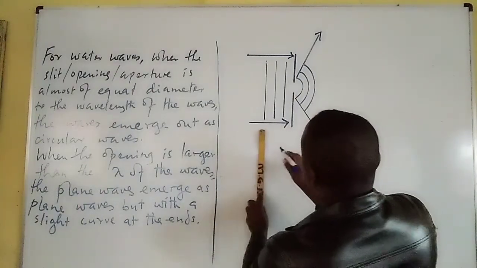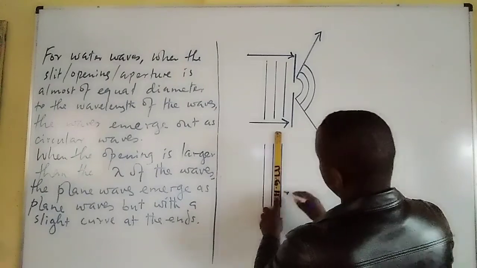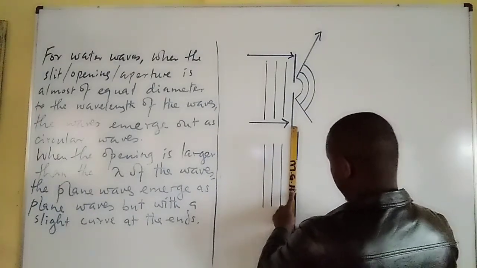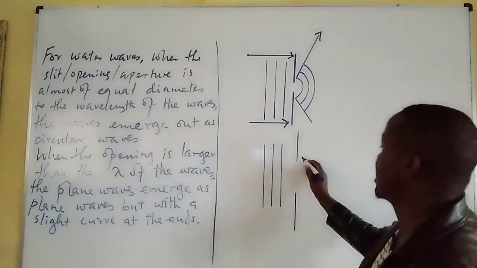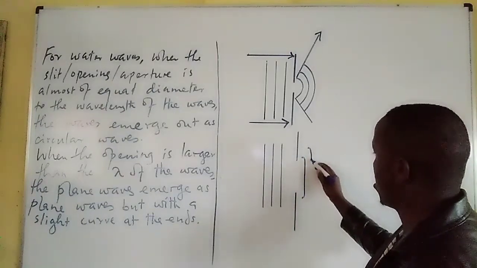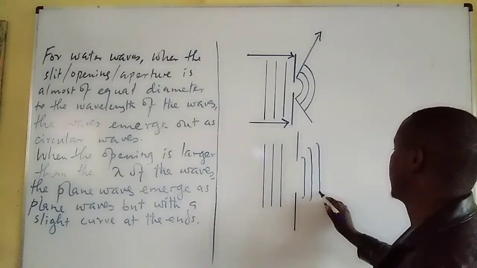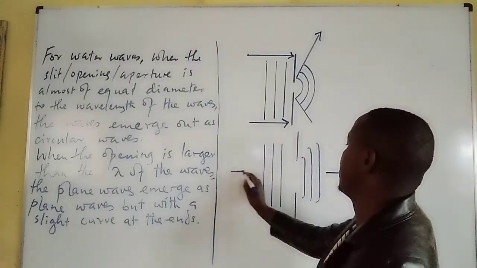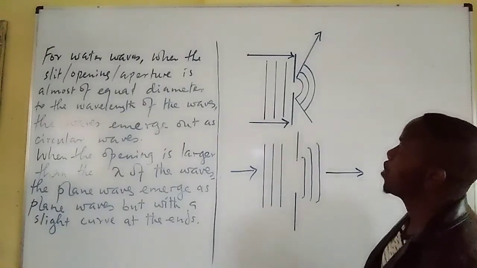So, if we have waves approaching a barrier with a slit of a big diameter compared to the wavelength, then the waves will just emerge as plane waves, but with a small curving at the ends. Therefore, the plane waves will just continue passing. They will pass as plane waves, but with a slight curving at the ends. So that is what we call diffraction.